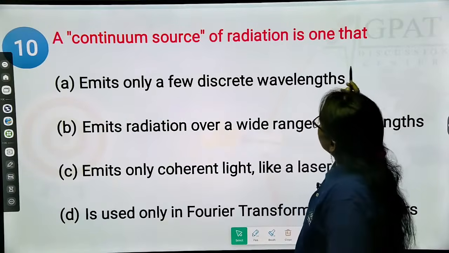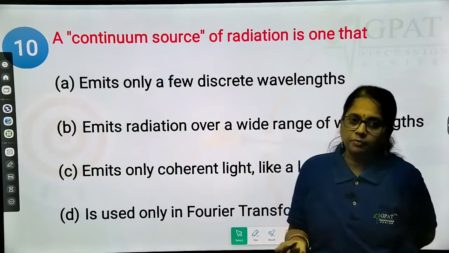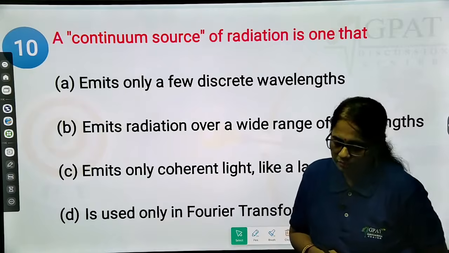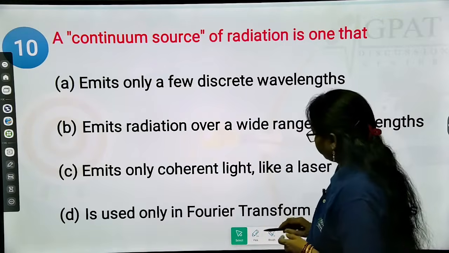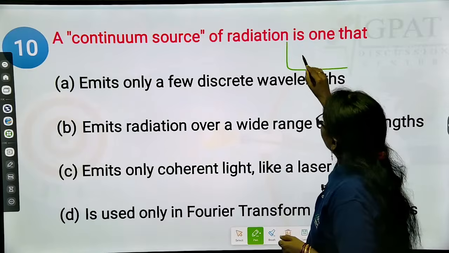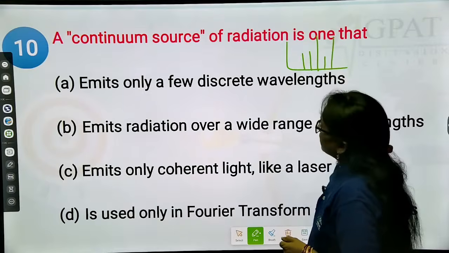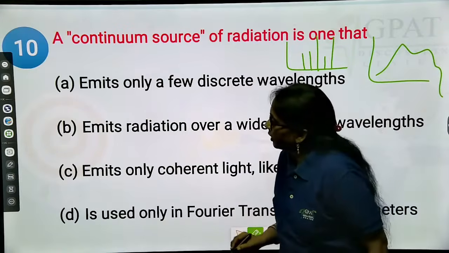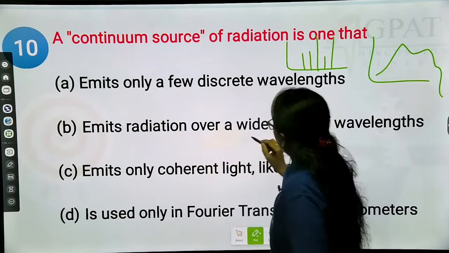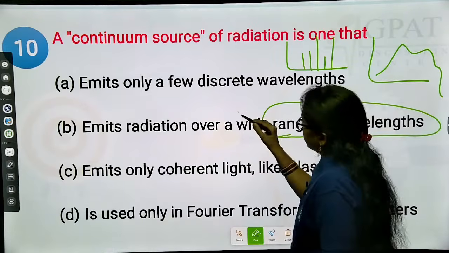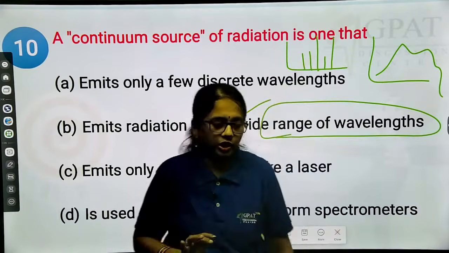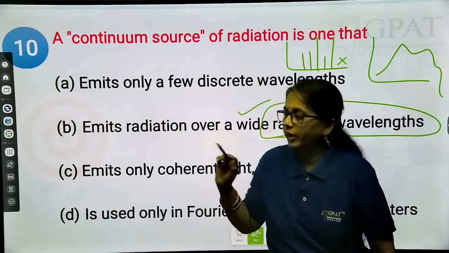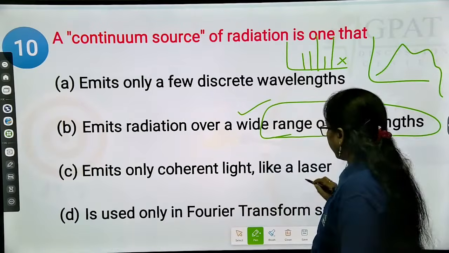Now, a continuous source of radiation is one which is exhibiting a continuous spectrum. That means it emits only few discrete wavelengths? No, continuous. You are going to see the spectrum, whatever the lines, sometimes discrete lines are going to be observed and sometimes continuous spectra. It emits the radiation over a wide range of wavelengths, no discrete lines we are going to observe. It is a continuous wide range of wavelengths. Emits only coherent light like a laser?